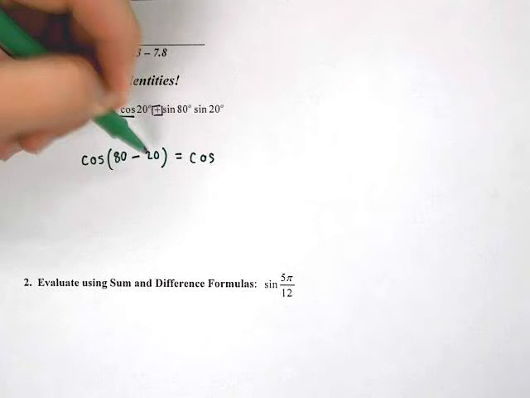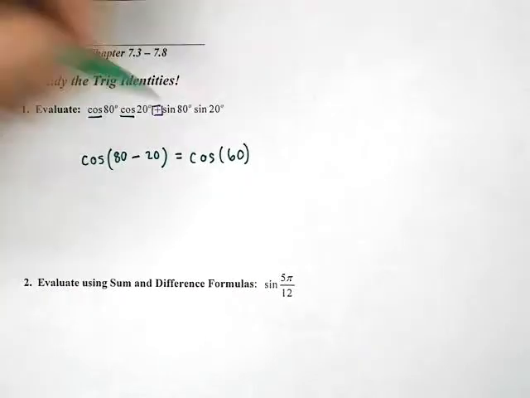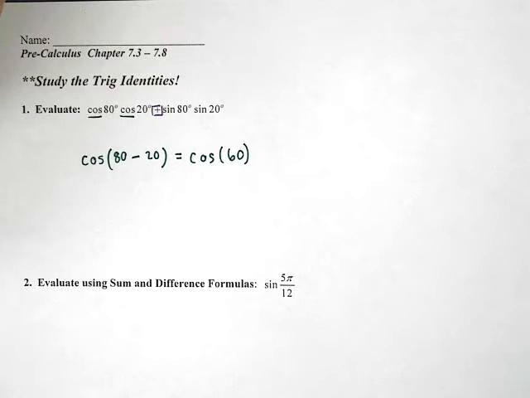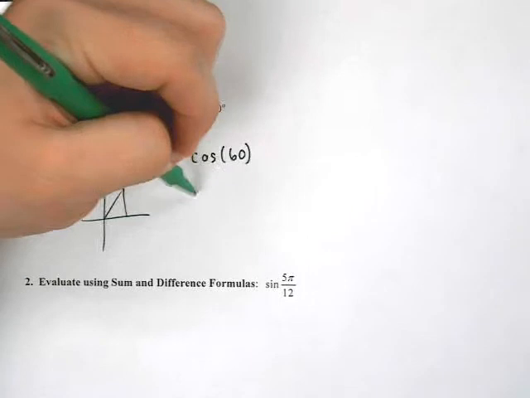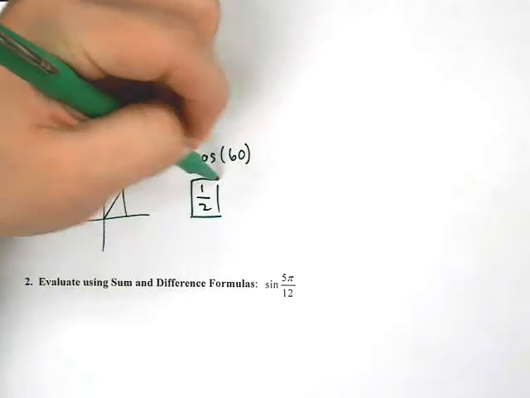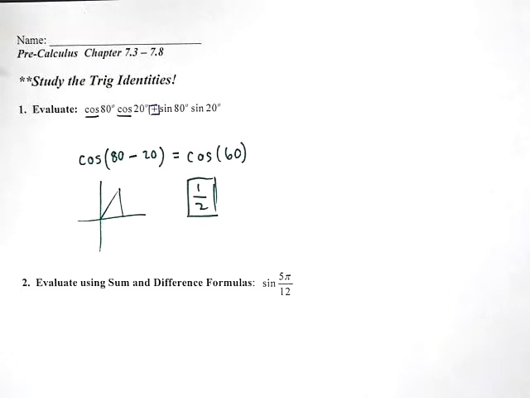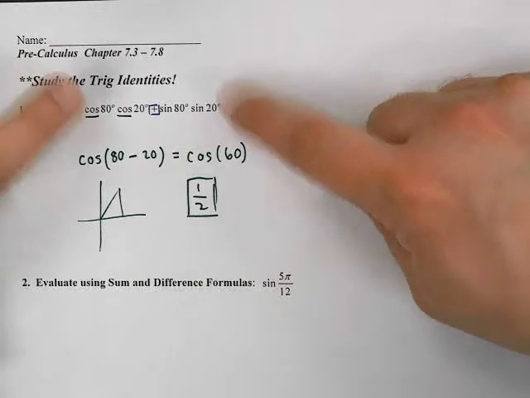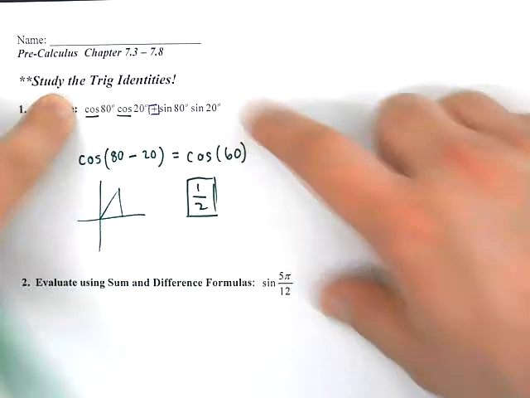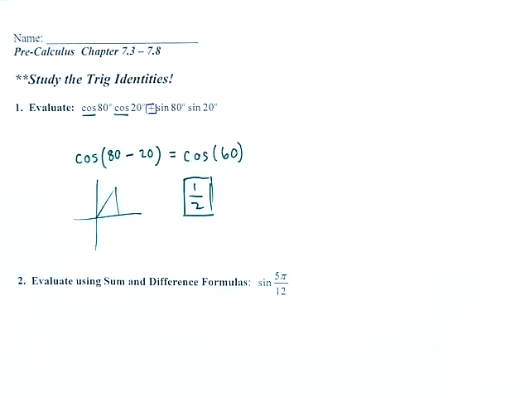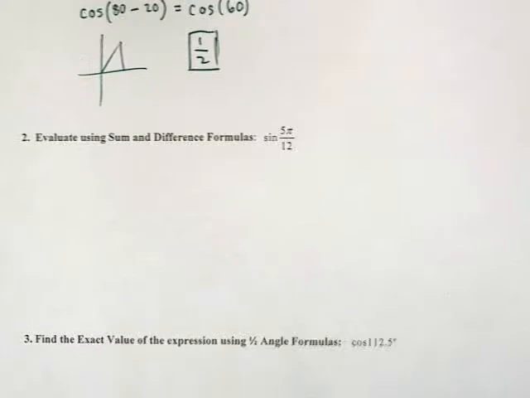Cosine 80 minus 20, that's just 60. And I know that the cosine of 60 degrees is, you can draw it if you have to, 60's up here. Oh, 1/2. So the answer to this problem, or expression I should say, is 1/2. Again, this is one where you work backwards. You know the formulas. This is basically the right side of the formula, and you're working back to the left side.